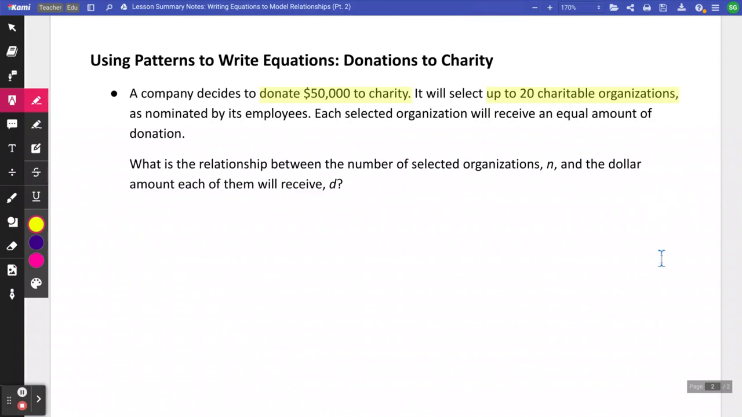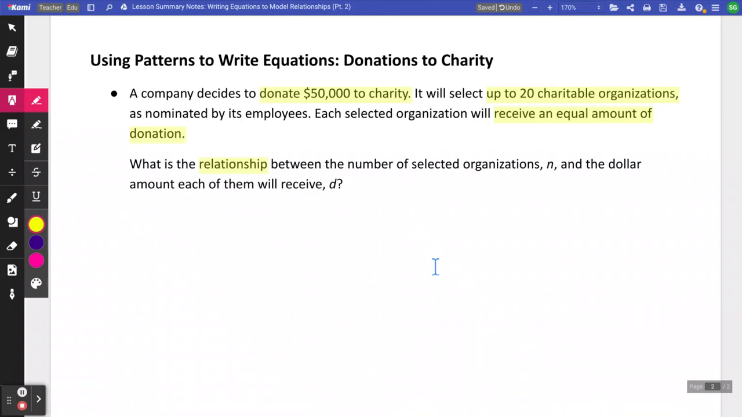And then there's one last key part here. That last key part is however many charities they decide to choose, they're all receiving an equal amount of donation. So if they pick 2 charities, they're not giving almost all their money to one charity and then chump change to the other one, right? It's going to be equal. Our goal, again, is to figure out what that relationship is. So our goal is to come up with an equation here.